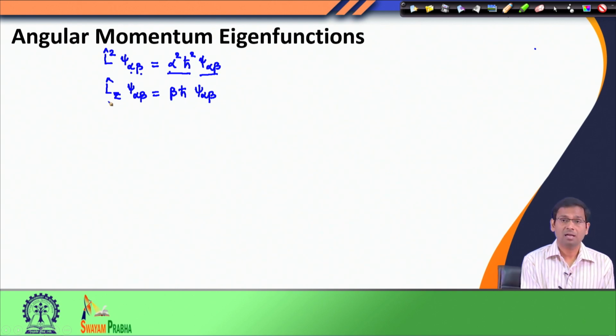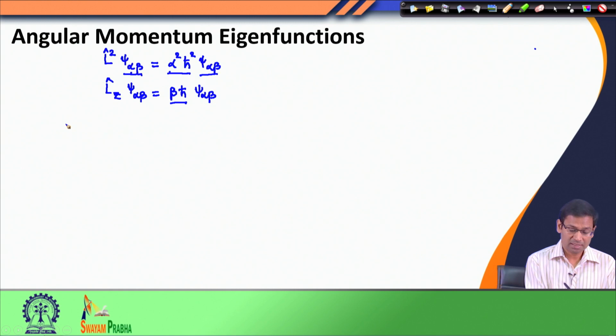Again, since the angular momentum operator has dimensionality of h bar, I am defining this eigenvalue as beta h bar such that beta is a dimensionless quantity. It can be any real number. So, these are still my definitions. I still do not know what alpha and beta are. I am just defining psi alpha beta as a simultaneous eigenfunction of the L square operator and the Lz operator, with these eigenvalues, where I still have to determine what alpha and beta are.